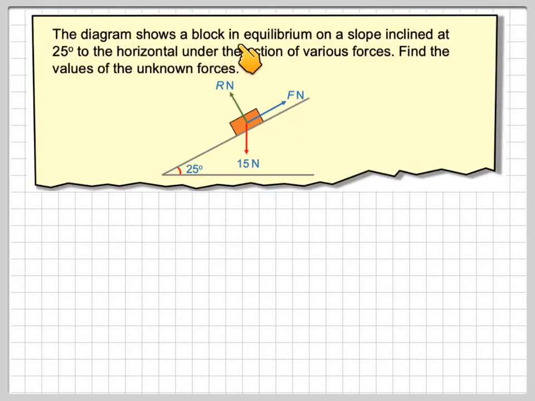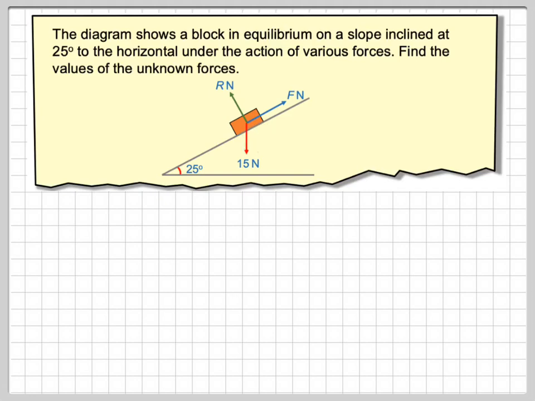The diagram shows a block in equilibrium on a slope inclined 25 degrees to the horizontal under the action of various forces. Find the value of the unknown forces. So here we've got a block on a slope. We've got a 15 Newton force acting downwards. We've got the reaction with the block with the slope R newtons, and we've got a force F newtons. It's in equilibrium, so it's not moving in any direction.